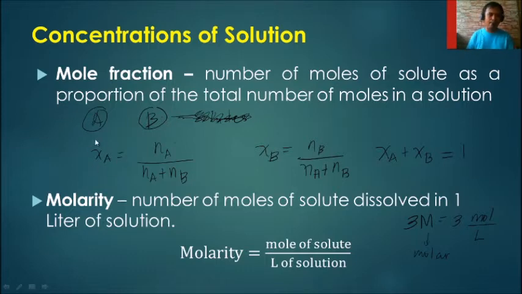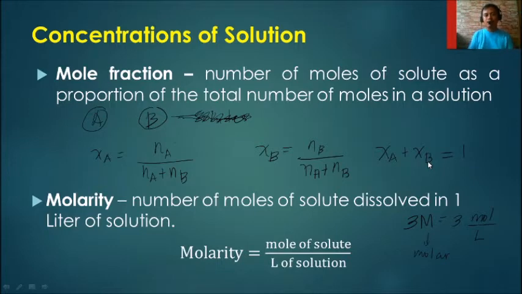So kapag halimbawa, hanapin natin ay mole fraction ng A, so mole of A, i-divide lang natin sa sum ng moles ng A and B. Then para naman sa mole fraction ng B, mole of solute B divided by the sum of the moles of the solutes A and B. Ayan. Okay? And then dapat kapag pinagsama natin yung kanilang mole fraction summation, that will be equivalent to 1.